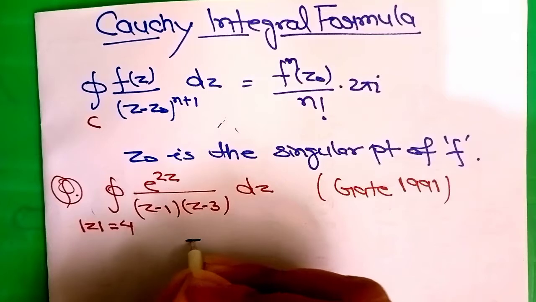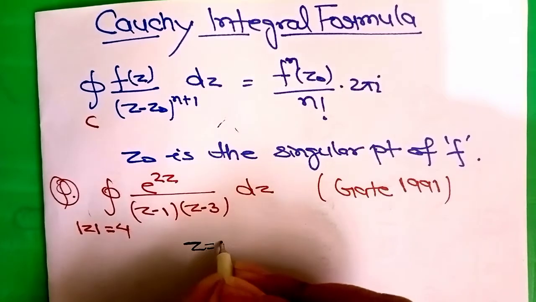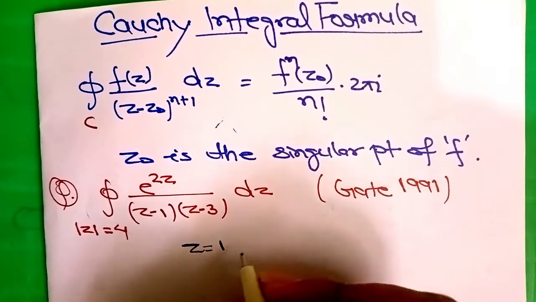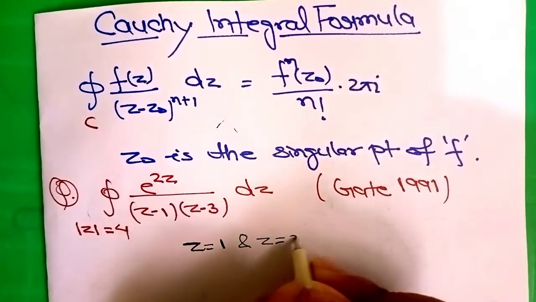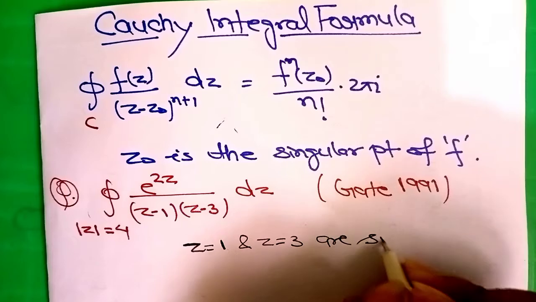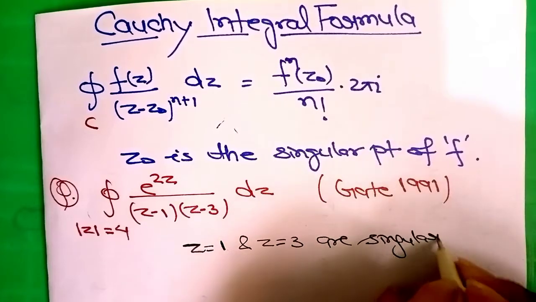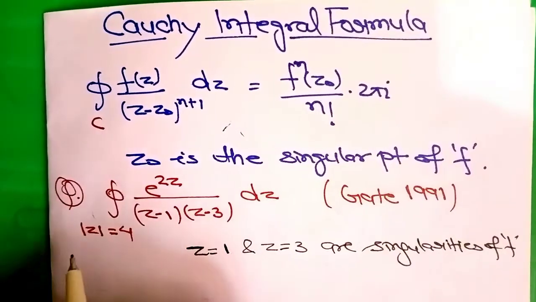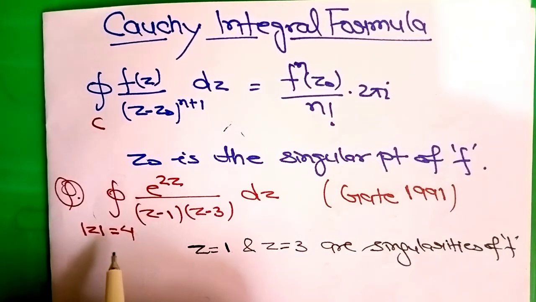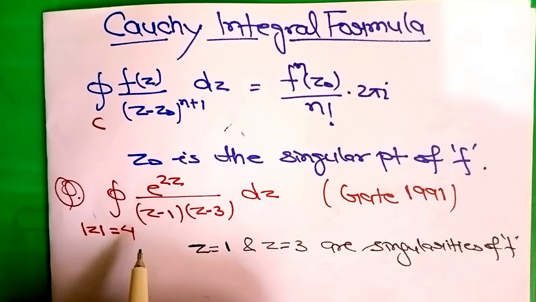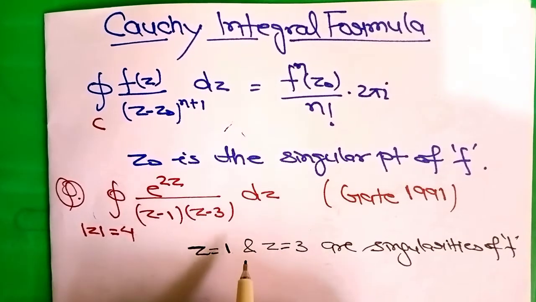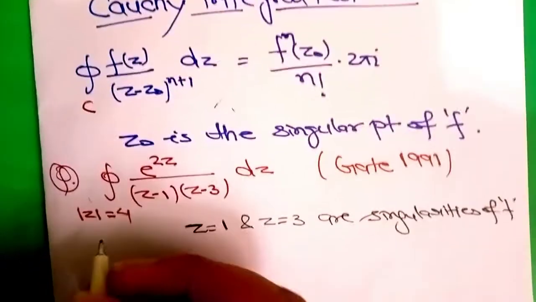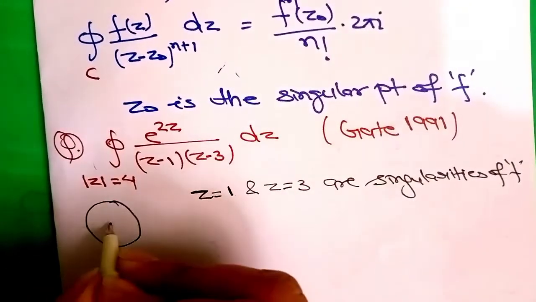As you can see, z equals 1 and z equals 3 are the singularities of f. Here the contour is the circle with center 0 and radius 4. The points z equals 1 and 3 both lie inside the circle.